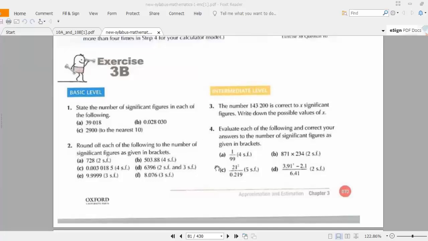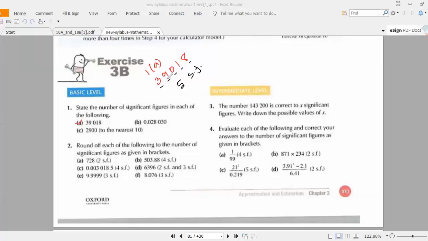Question 3D says, state the number of significant figures in each of the following. So 1A is 39018. How many numbers are there? Tell me. 1, 2, 3, 4, 5. So we can say this is 5 significant figures.